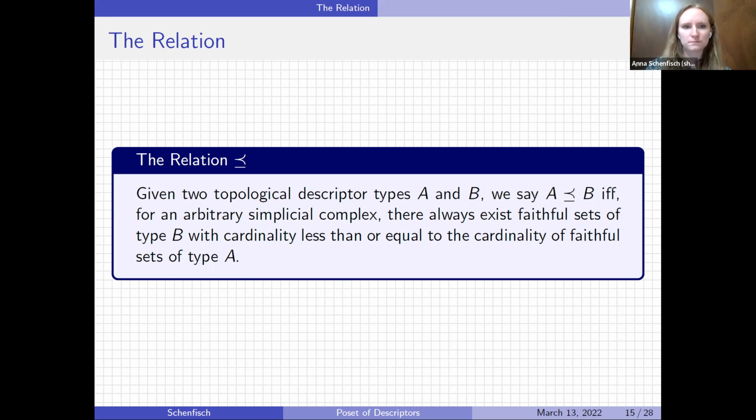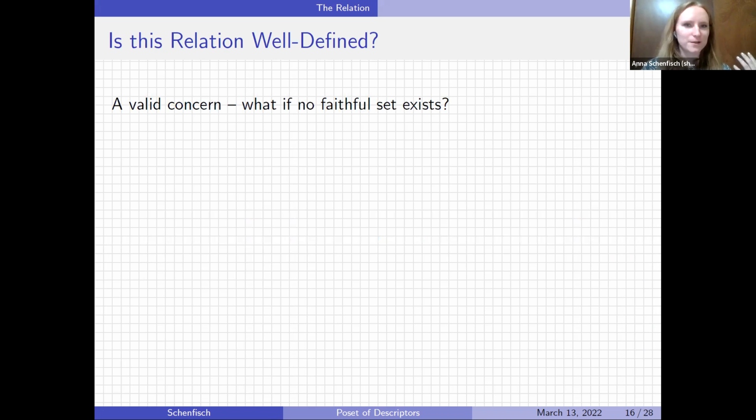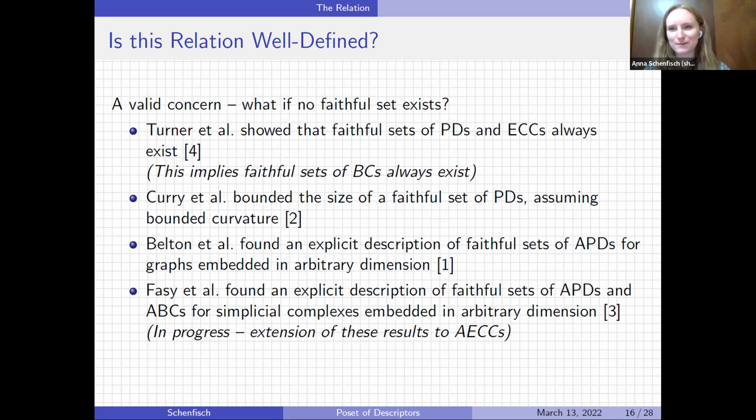Okay, so a good question to ask is, is this relation going to be well defined? And the first concern that might cross your mind is, what if you have a simplicial complex and it's just impossible to form a faithful set of descriptors? So there's a lot of related work that supports the claim that a faithful set is always going to exist.